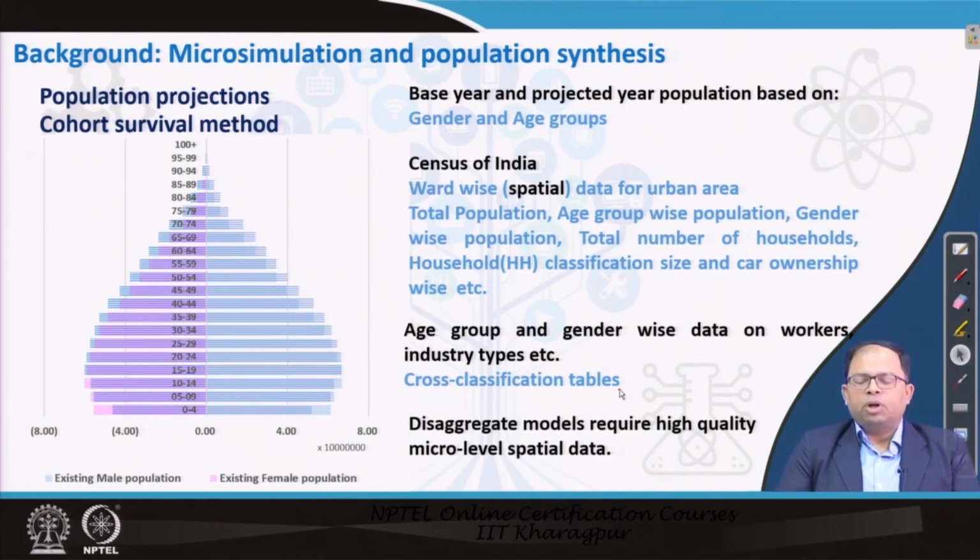So, disaggregate models require very high quality micro level and also spatial data. This kind of data is not available from census. But as we can see, not only for population projection methods, but also for other kinds of models, we require a lot of data which is at a micro level and also very disaggregated.